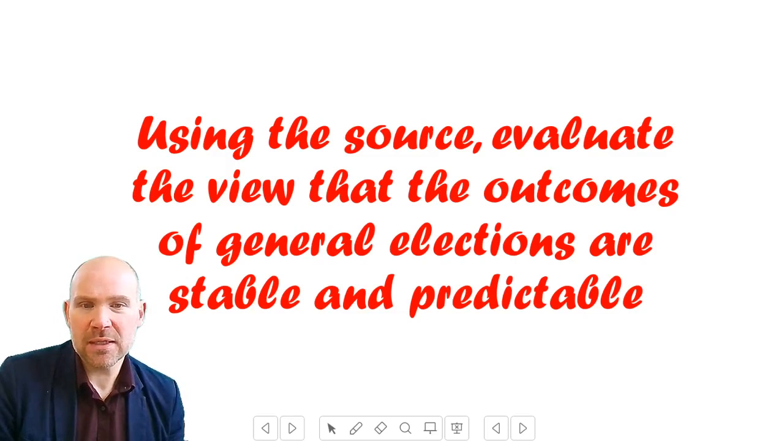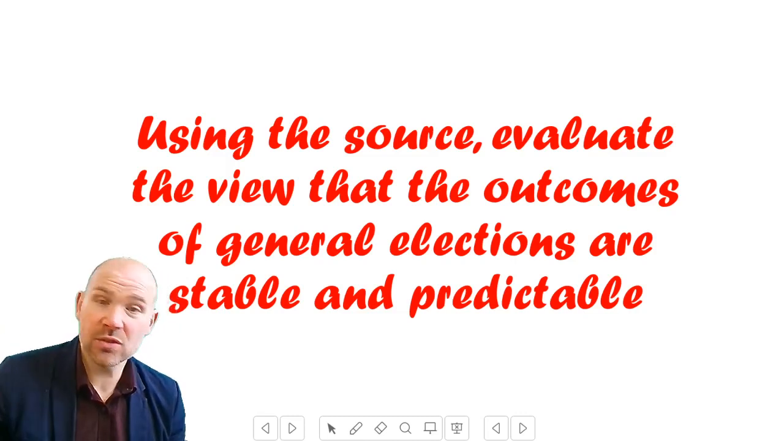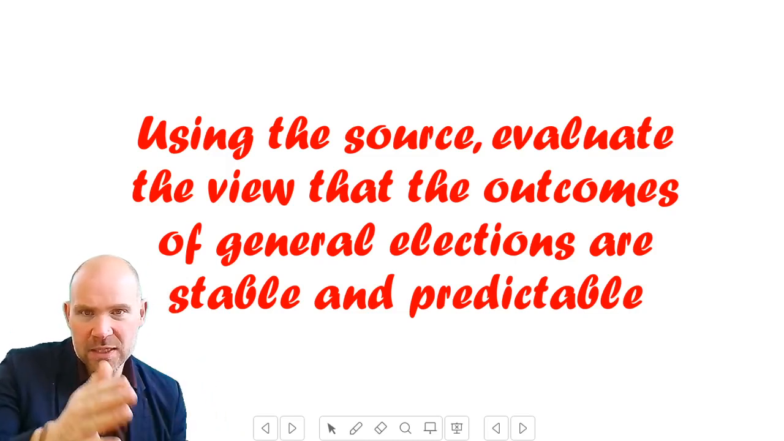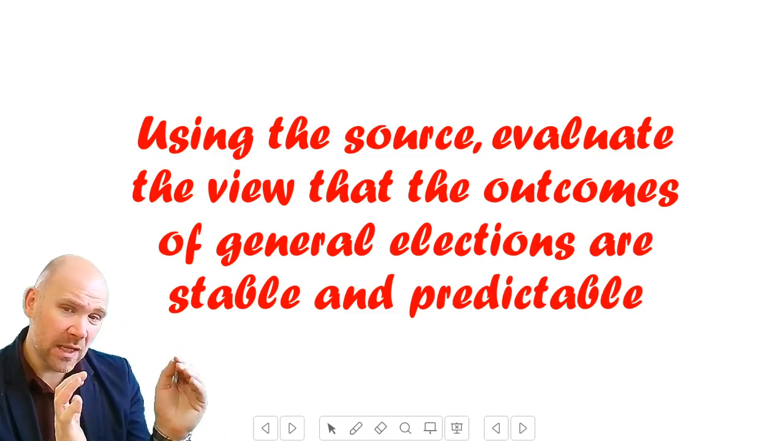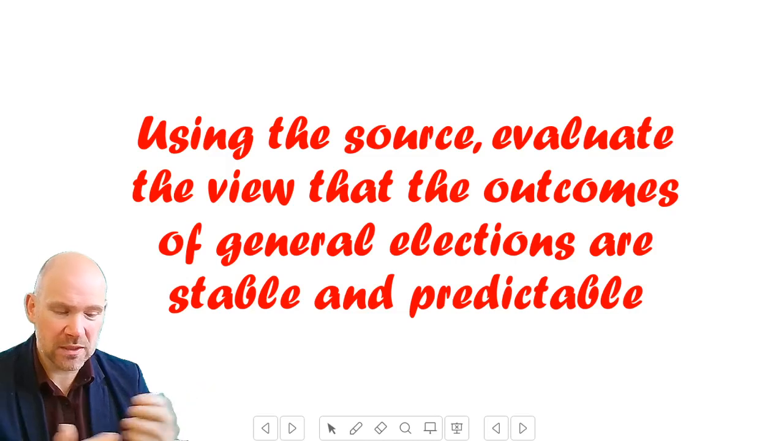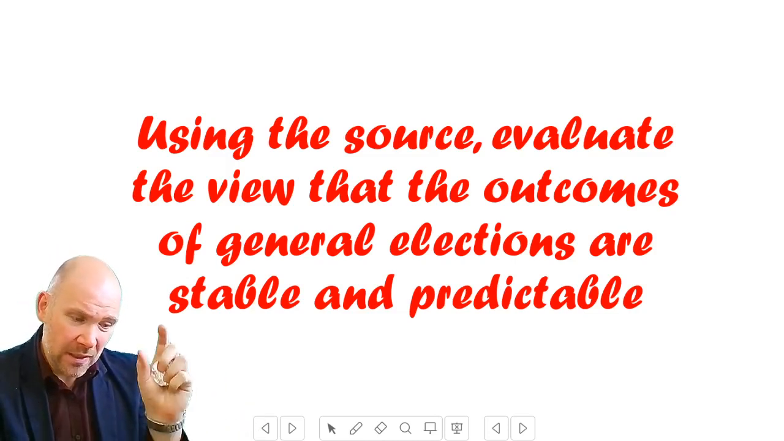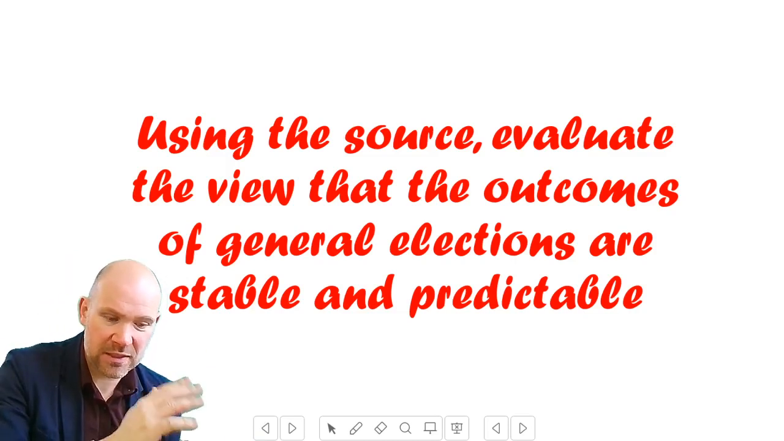The second thing to point out here is that this is about the outcomes of general elections, so not local elections, devolved elections, referendums, it's general elections. And lastly, it's about whether they are stable and whether they are predictable. Stable meaning you're getting the same result over and over, predictable meaning we know who's going to win. You could put stable and predictable together and say it's about a consistent result, or for a very high level essay, you could tackle those two parts differently, because stable might suggest the same result over and over.